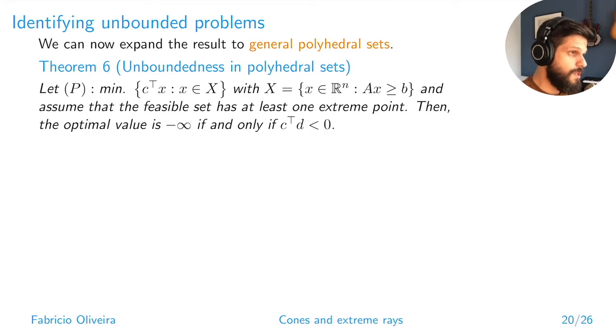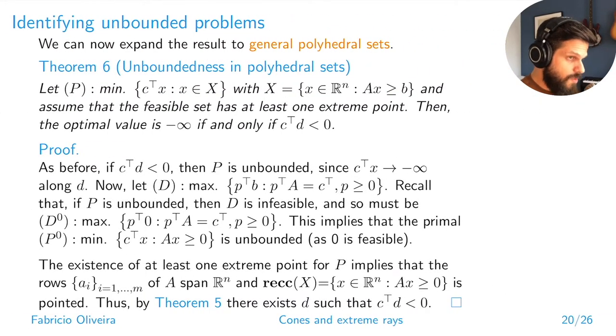And now what we're going to do is generalize it for polyhedral sets, which is a bit more involved, and now we need duality to help us with that. But it's also not too complicated. So let our problem be defined like such, with X being our polyhedral set defined in this general form, and let us assume that the feasible set has at least one extreme point, otherwise there's no fun. Then the optimal value is going to be minus infinity, meaning that the problem is unbounded, if and only if you can find a direction d for which this holds. And that's the general definition of unboundedness.